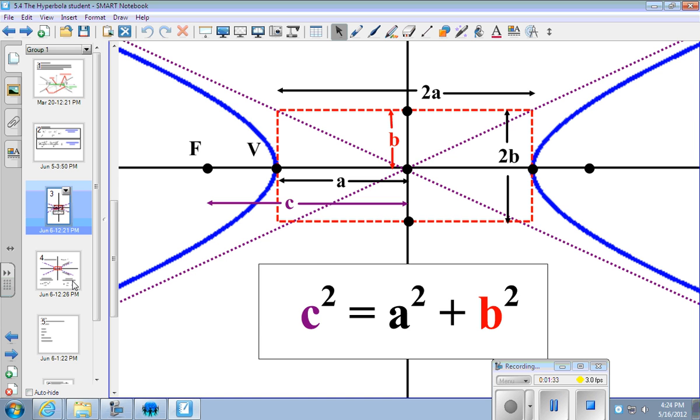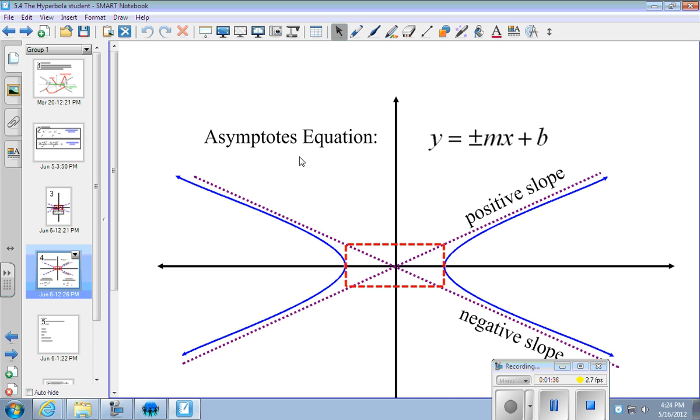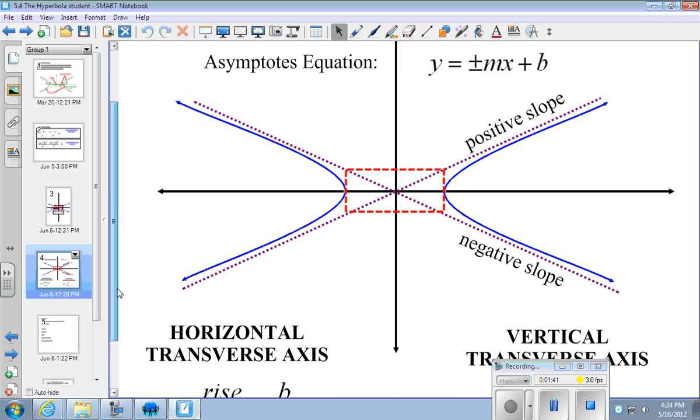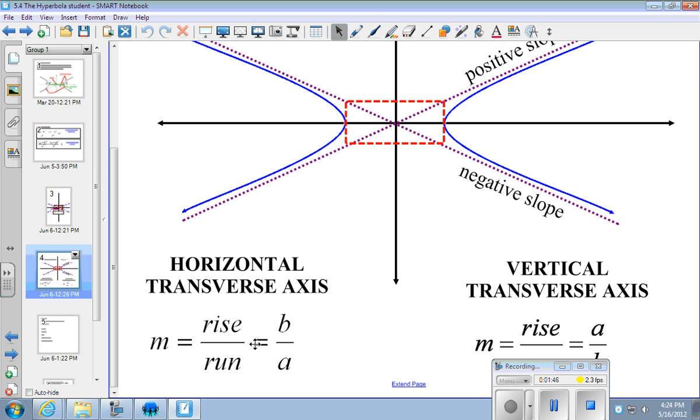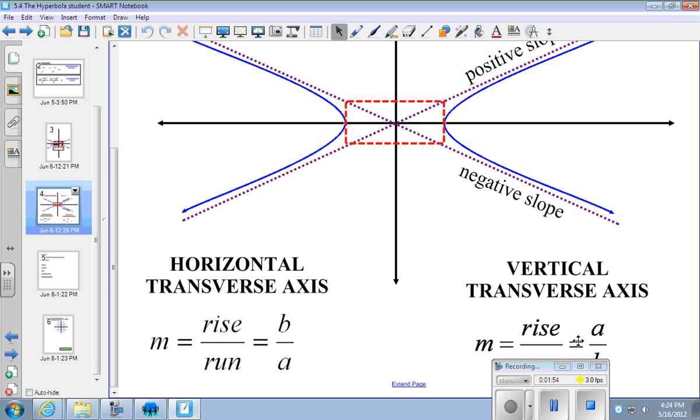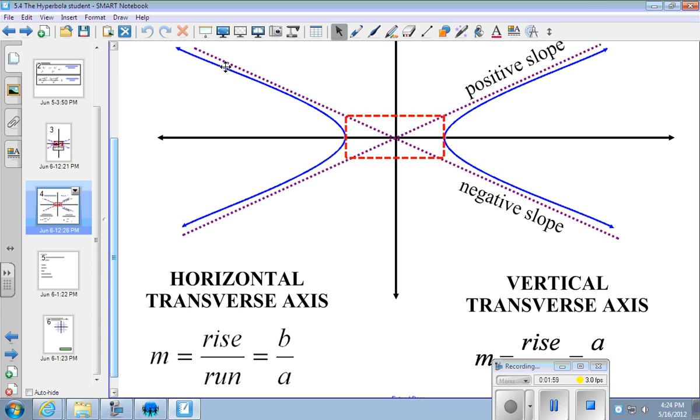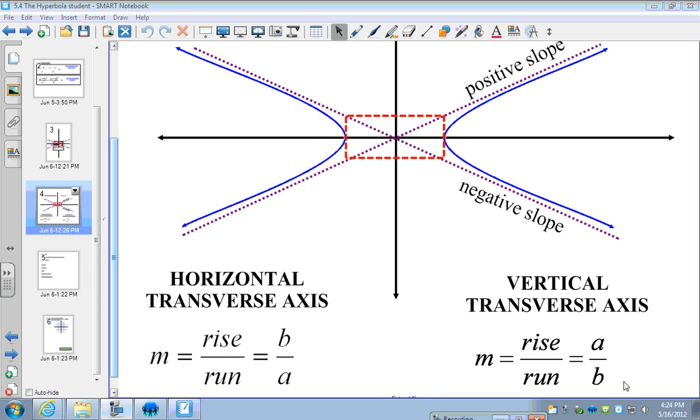Okay. So where that comes into play is to find the equation for the asymptotes. We'll have one asymptote with a positive and one with a negative slope. For a horizontal transverse axis, your slope is b over a, and if it's a vertical transverse axis, we're going to have a over b. One line will have b over a, and the other one will be negative b over a, and likewise here we would have a over b and negative a over b. Okay, so it depends on if it's horizontal or vertical.